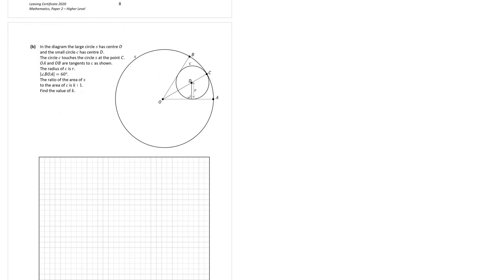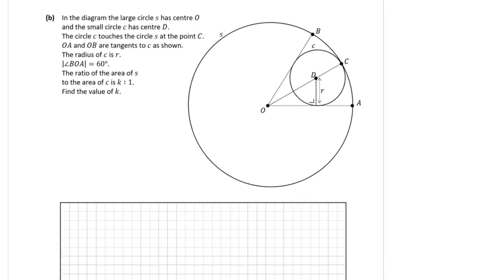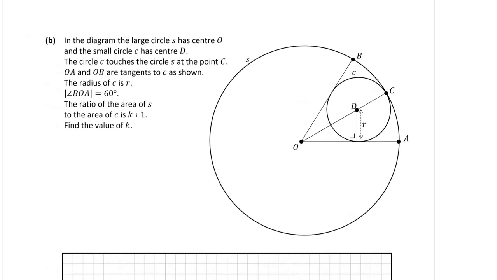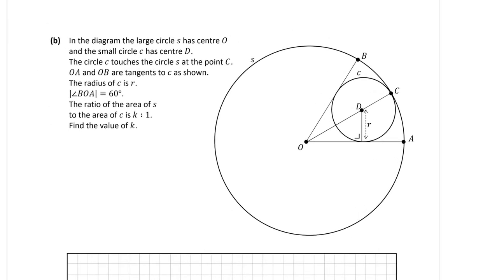Again it involves trigonometry, involving a circle this time. So in this question you've got a large circle and a smaller circle, and you have tangents to the smaller circle, OA and OB, which are radii of the larger circle.